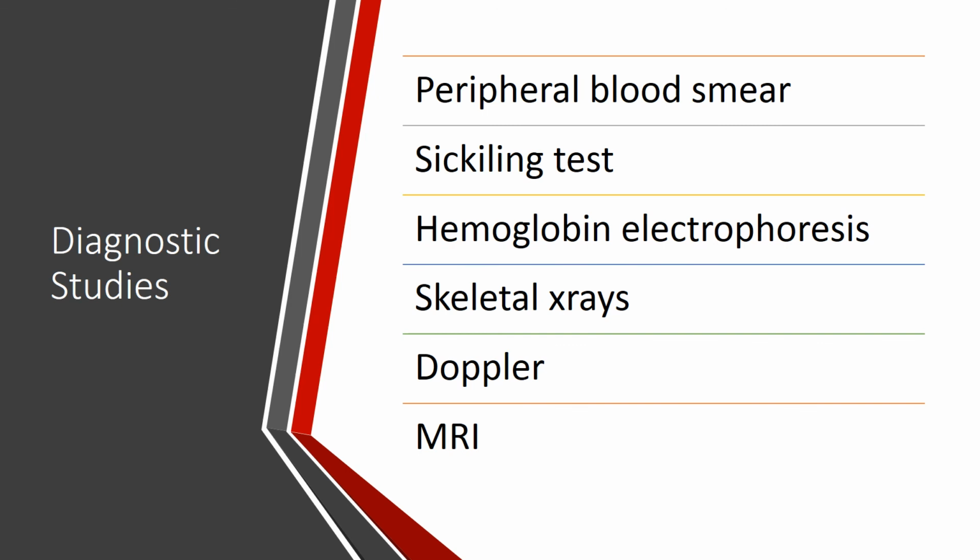And a hemoglobin electrophoresis may be done to determine the amount of hemoglobin S that's in the body. And a skeletal x-ray can demonstrate bone and joint deformities as well as flattening. A Doppler study is used to assess for deep vein thrombosis, and an MRI may be used to diagnose a stroke that is caused by the blood cerebral vessels due to the sickling of the cell.